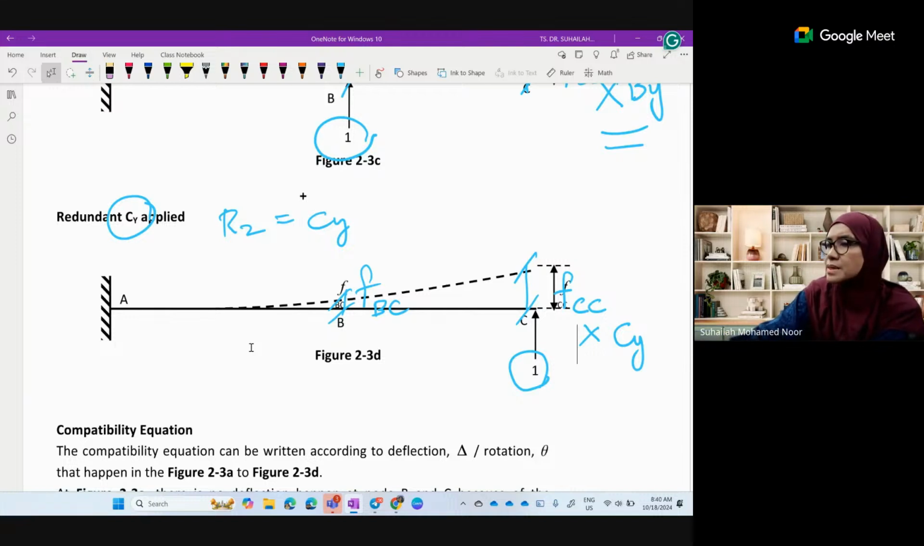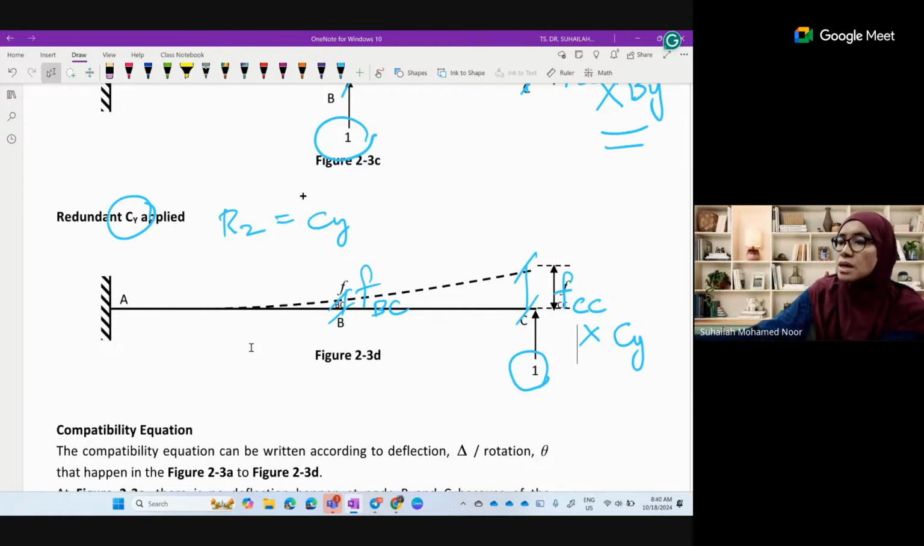Okay, yang ni this is not for solution, this is just for derivation, for you to understand how we get the compatibility equation. Because when we want to solve the problem, normally we already understand the standard form of compatibility equation. So actually from the redundant chosen, straight away we write the compatibility equation. This is just to show you how we get the equation.